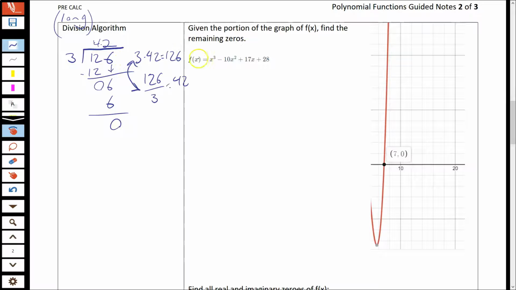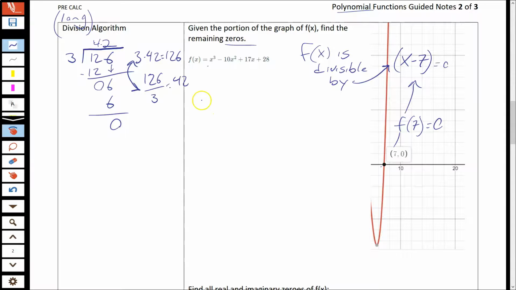We're going to do the exact same thing here. So notice we want the zeros of f of x. f of x is a polynomial function, and we're given just a little chunk of this graph. Now you could graph it and use your calculator to find the other zeros, but we can also do it by hand in a pretty interesting way. So this means f of 7 equals 0. And that means that x minus 7 is a factor of f, right? So that also means that f of x is divisible by this term.